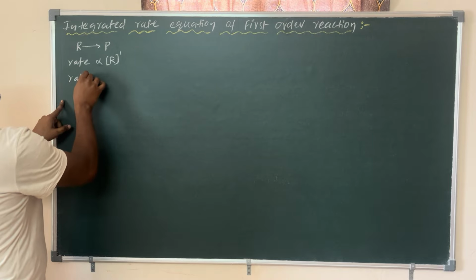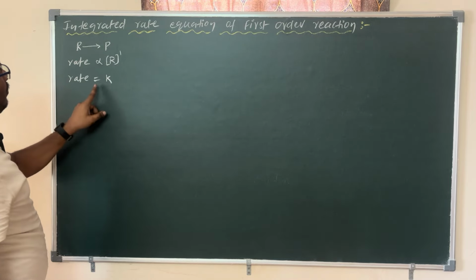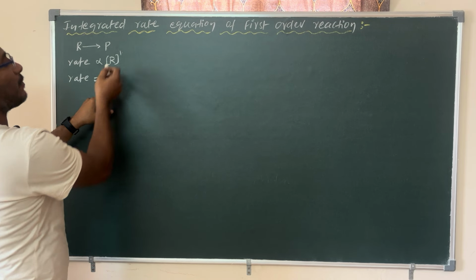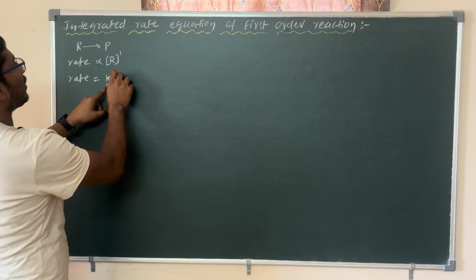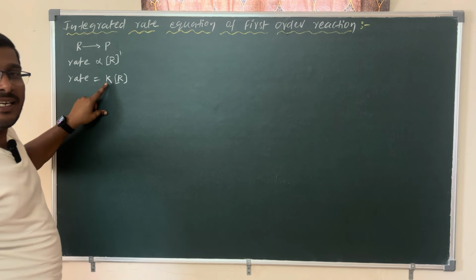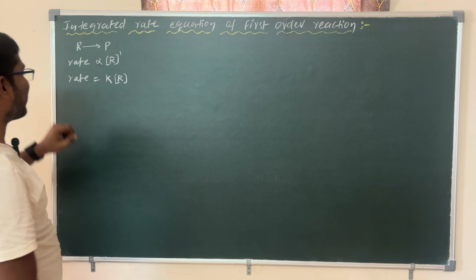Now rate is equal to K into the concentration of reactants. I am removing the proportionality and taking one constant, and any quantity to the power 1 stays the same value. So the concentration of reactants appears as usual. Here K is known as the rate constant.